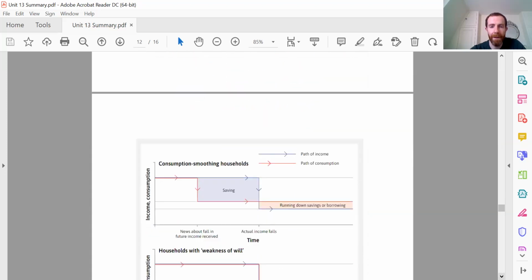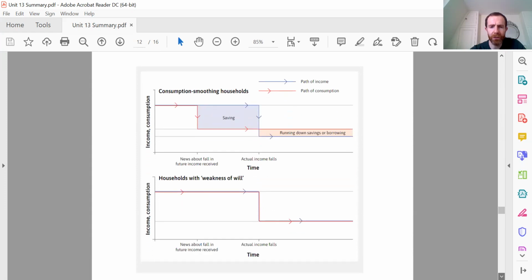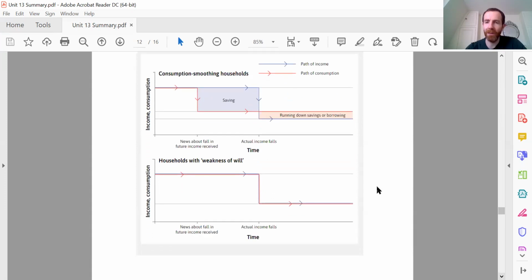Okay, next thing is just a way of illustrating the idea of weakness of will. So weakness of will, well, we're going to have a similar diagram to one that we saw before, where we've got our household that wants to smooth consumption. This time, though, they're going to get some news about their income in the future falling.